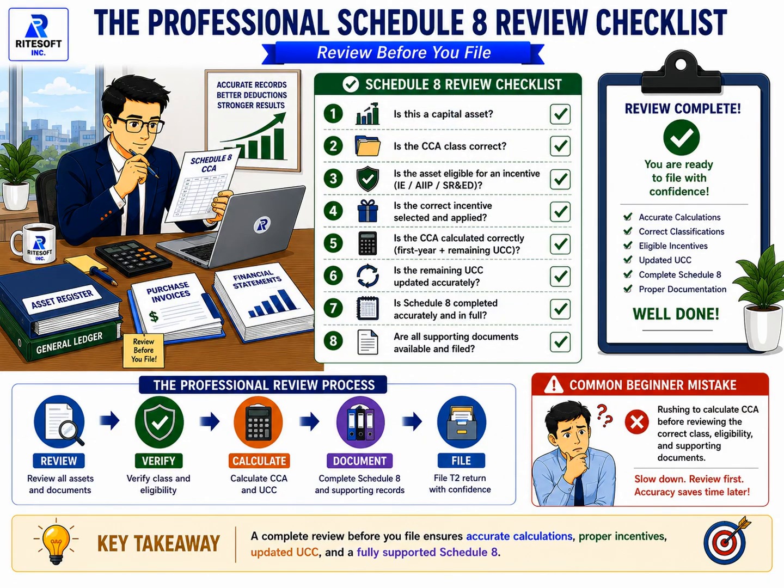The most important lesson from this checklist is simple. A complete review before filing helps ensure accurate capital cost allowance calculations, correct incentive claims, updated undepreciated capital cost balances, complete supporting documentation, and a properly prepared Schedule 8. By making this checklist part of your regular workflow, you'll prepare more accurate corporate tax returns, reduce costly errors, and develop the same disciplined review habits used by experienced professional tax preparers.